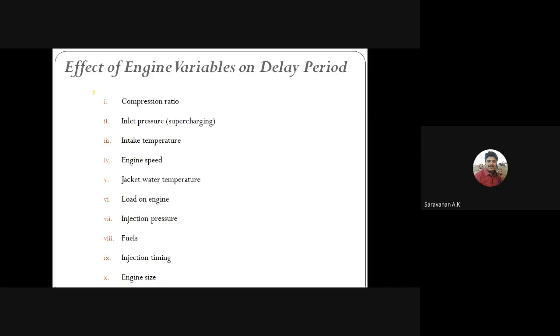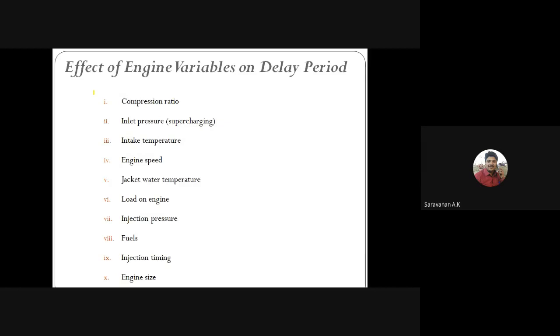And the inlet pressure: increased inlet pressure reduces the delay period. Why? Because it will increase the pressure in the compression stroke, so the delay period will be reduced. Then the intake temperature: a higher intake temperature results in a higher temperature at the time of fuel injection. Therefore the delay period will be reduced.